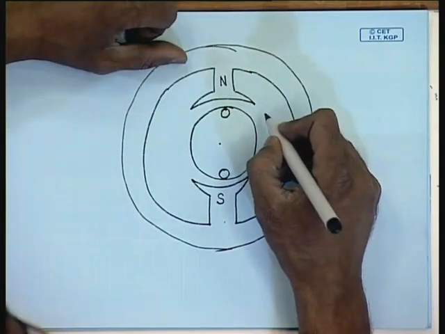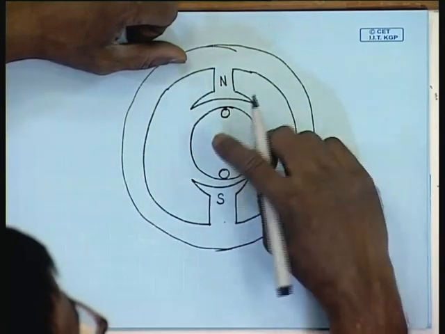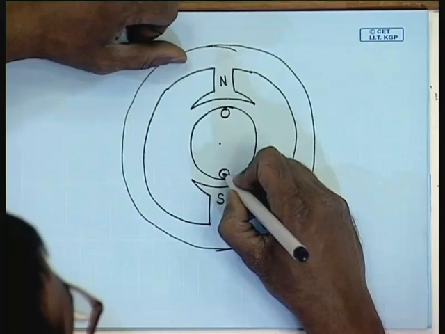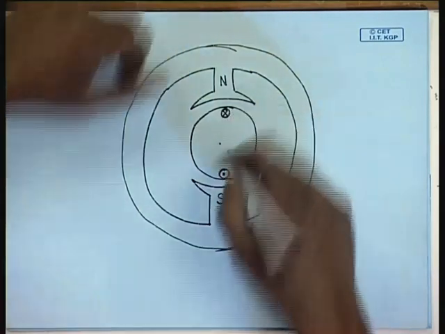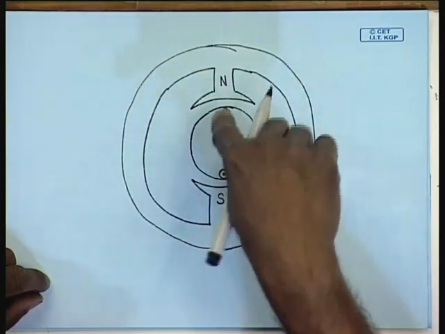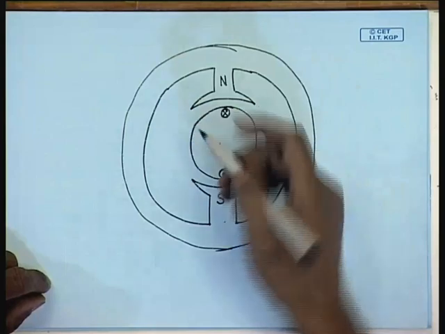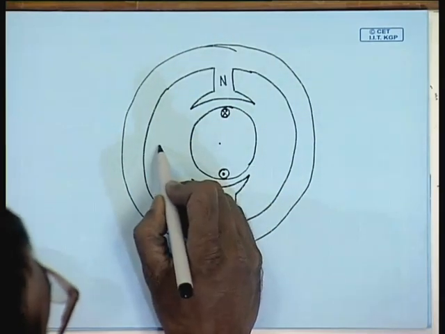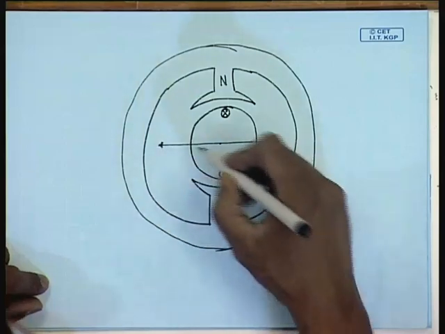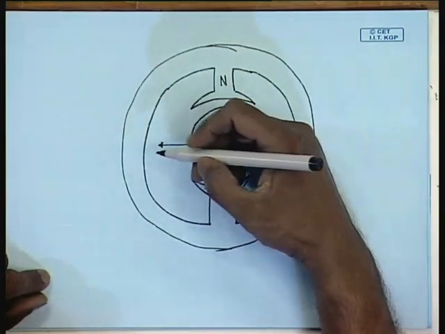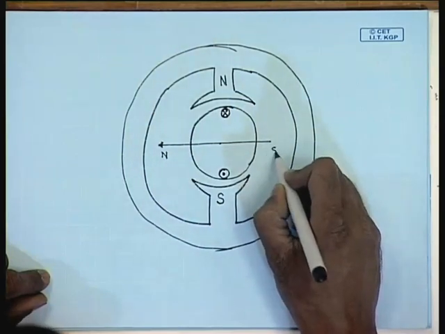Now, if the current polarity is in this direction, that is, current is entering through this and coming out through this terminal, then it will produce a north pole in this. It will produce flux lines in this direction, that is, this will be an equivalent north pole, this will be an equivalent south pole.